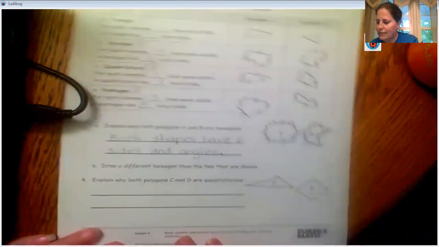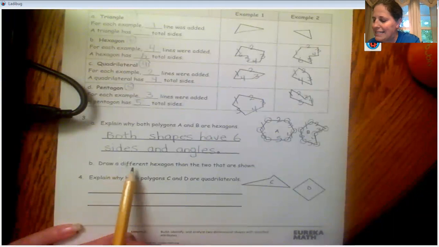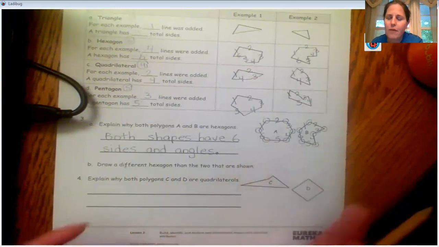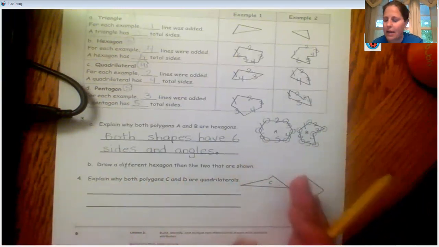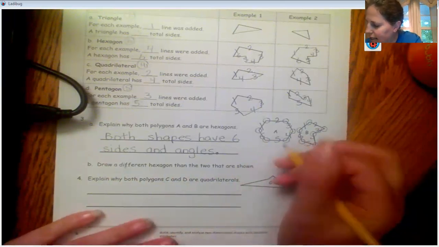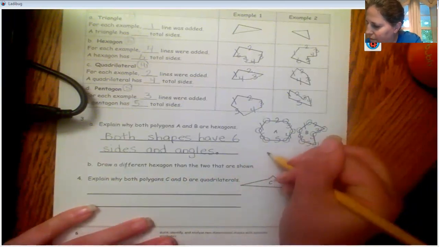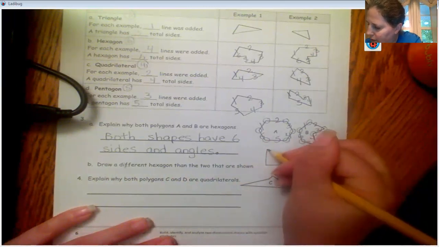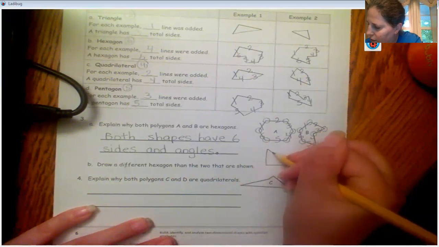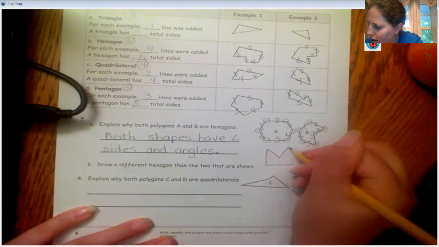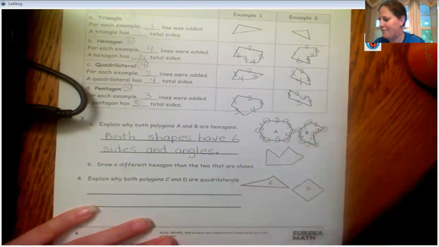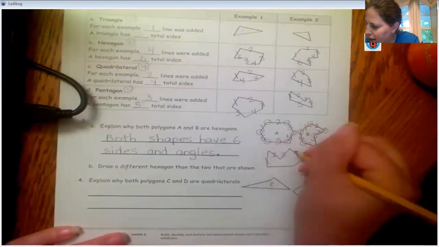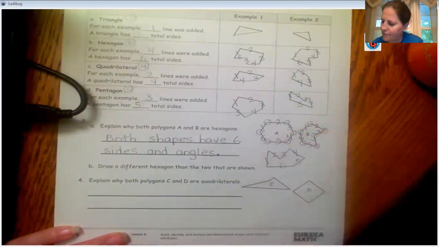Okay, let's do letter B. Draw a different hexagon than the 2 that are shown. So all I have to do is draw another 6-sided polygon. So let's see, I'm going to do 1, 2, 3, 4, 5, 6. So there's my different hexagon. 1, 2, 3, 4, 5, 6.